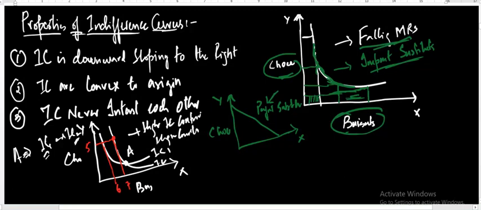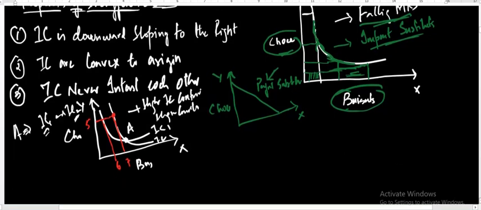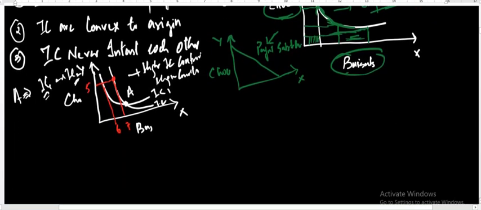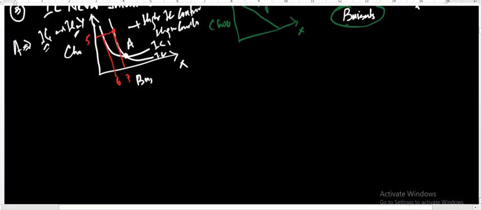The fourth property of the indifference curve says the same thing, that the higher indifference curve represents a higher level of satisfaction, which is definitely true. Now let me write it down. The higher indifference curve represents a higher level of satisfaction.